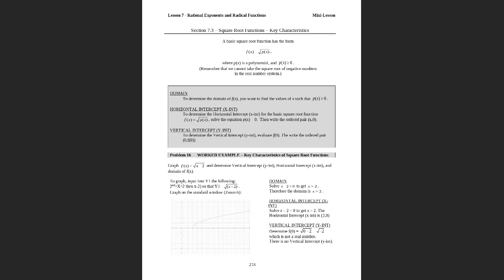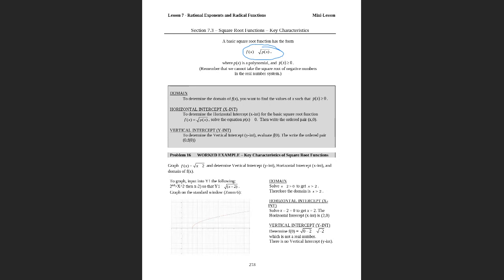All right, so let's look at section 7.3, square root functions. And we want to look at the key characteristics of square root functions. So a basic square root function has the form f of x equals square root of p of x. That is, f of x equals the square root of p of x, where p of x is a polynomial and p of x is greater than or equal to 0.